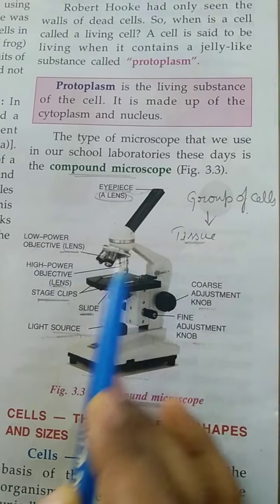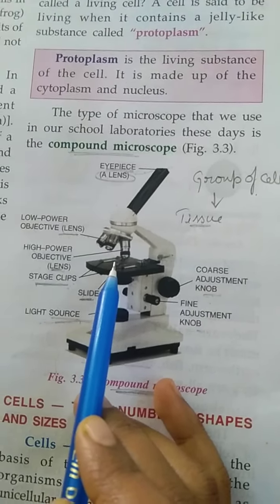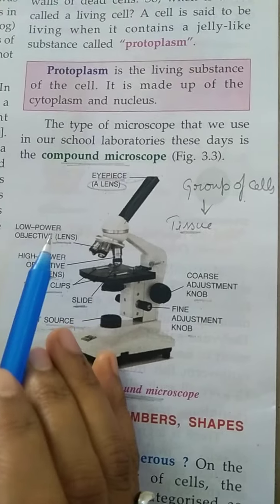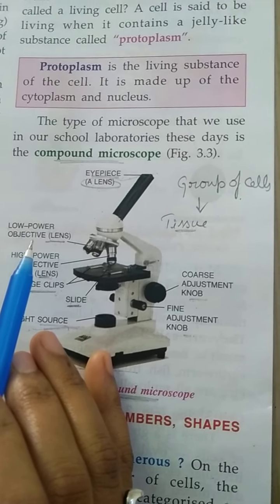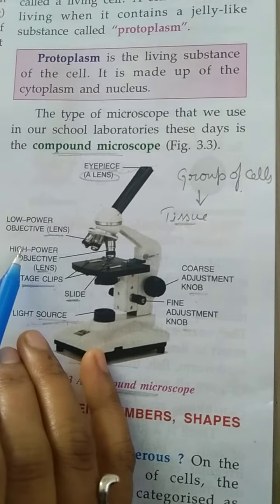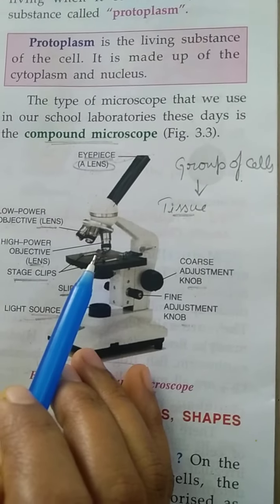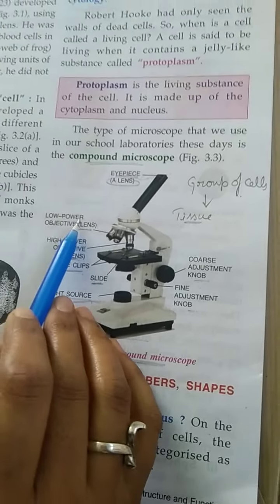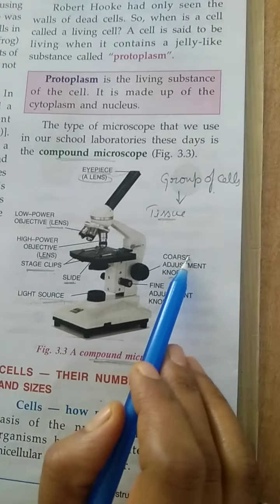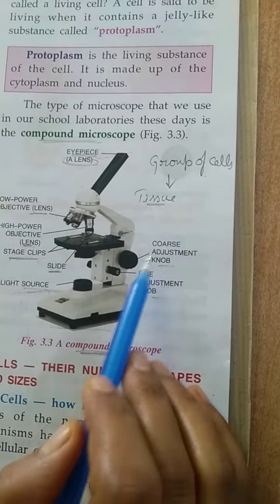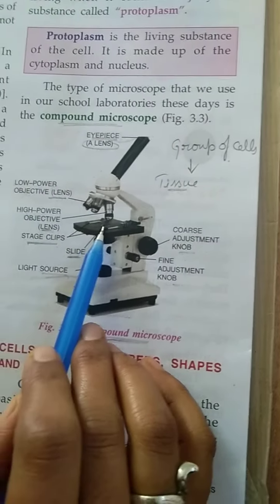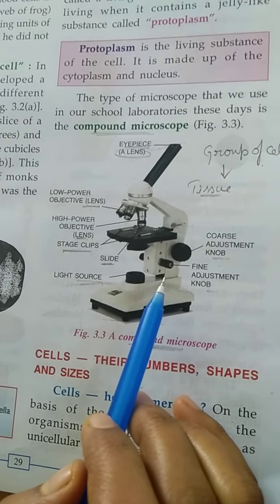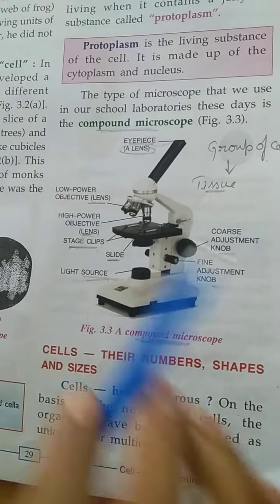So we will collect a tissue and under the microscope we will zoom it and observe a single cell, right? In the low power objective lens, we observe the complete tissue, and if we want to observe a single cell, we adjust to the high power objective lens and observe the single cell and the cell organelles in it. We adjust these two lenses using the coarse adjustment knob and fine adjustment knob. This is the basic description about the compound microscope. Thank you, children.